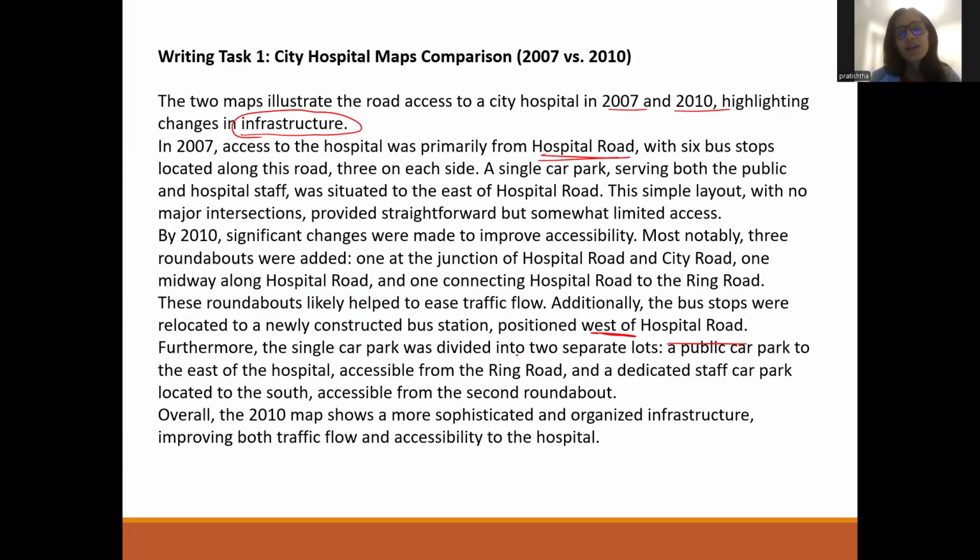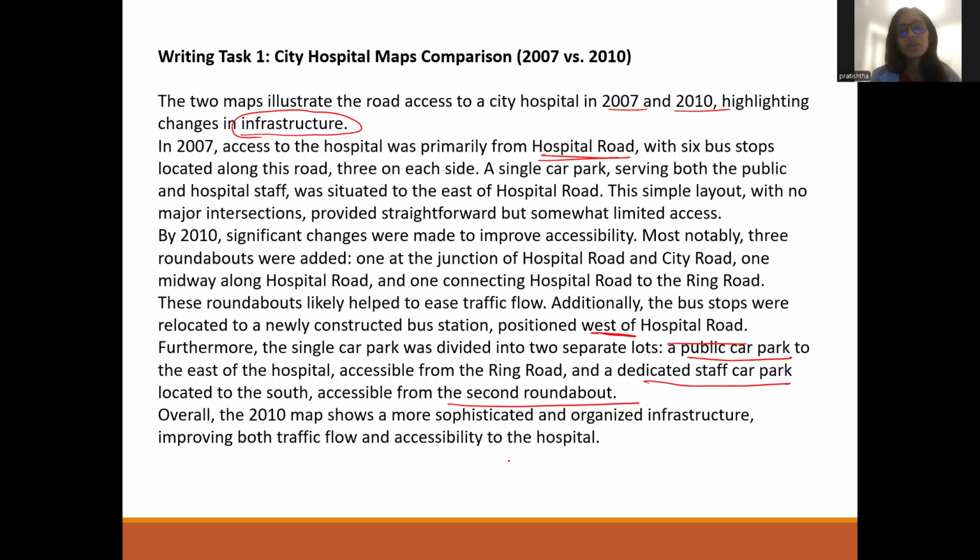Furthermore, the single car park was divided into 2 separate lots, a public car park to the east of the hospital, accessible from Ring Road, and a dedicated staff car park located to the south, accessible from the second roundabout. So again, you have to create these using your north, south, east, west directions. Overall, the 2010 map shows a more sophisticated and organized infrastructure, improving both traffic flow and accessibility to the hospital.